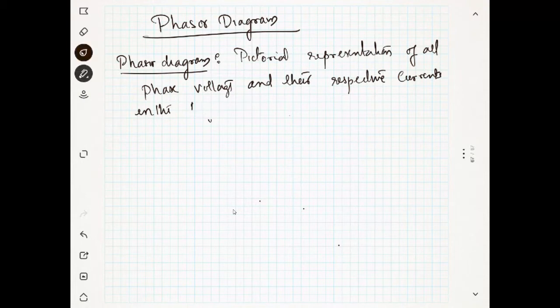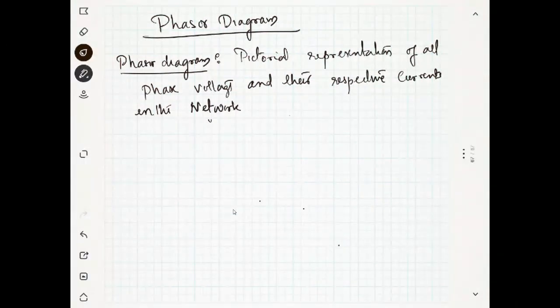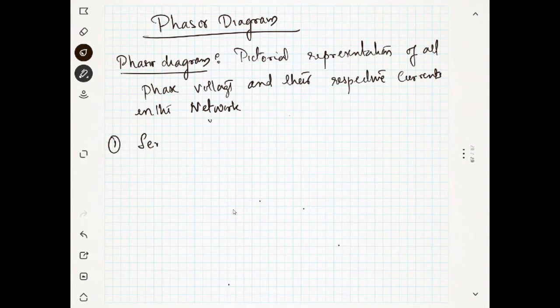So it is a diagram which contains all the phase voltages and their respective currents. That means it contains the currents and voltages, and we are representing them by using some lines. With that it is very easy to obtain the physical interpretation. If we are representing something in the form of a picture, then our life becomes very easy. That's why we are using these kinds of diagrams.